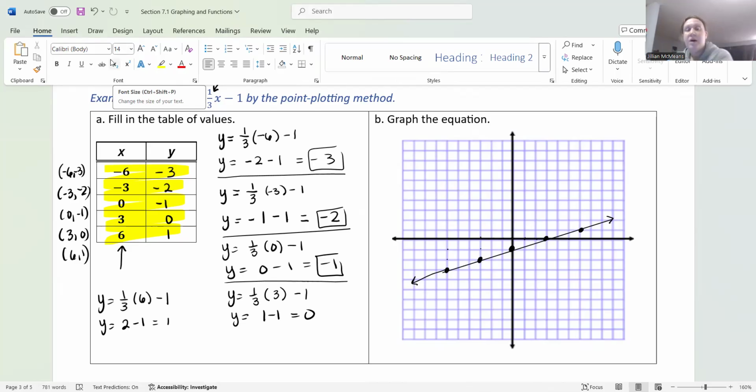Okay. Now I'm going to go to Desmos and show you how to get Desmos to create a table of values. Okay. So remember, our equation is y equals 1/3 x minus 1. So where is Desmos? Oh, there's Desmos. So we're going to go to Desmos. Let's clear out the old junk.